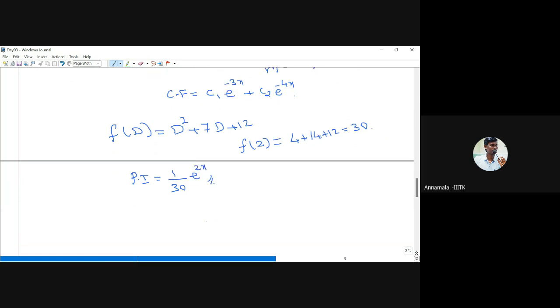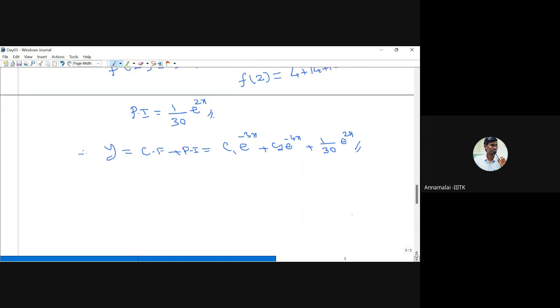Therefore, the solution is y equals complementary function plus particular integral: c1 e power minus 3x plus c2 e power minus 4x plus 1 by 30 e power 2x. So this is the solution.